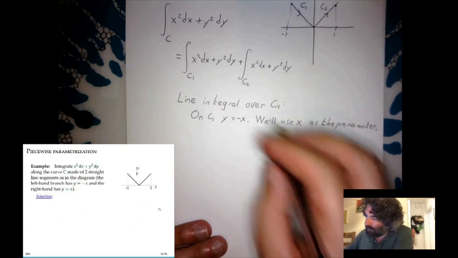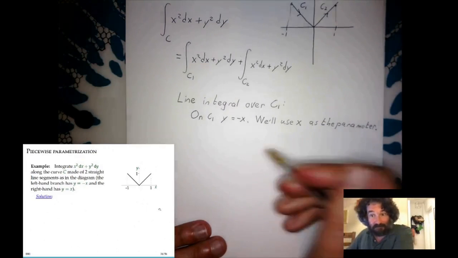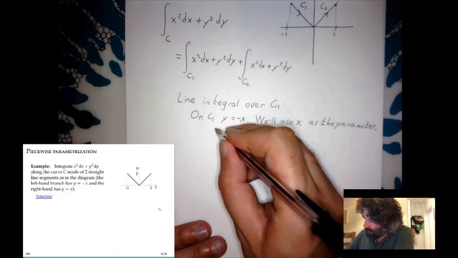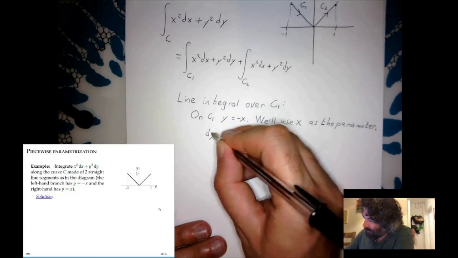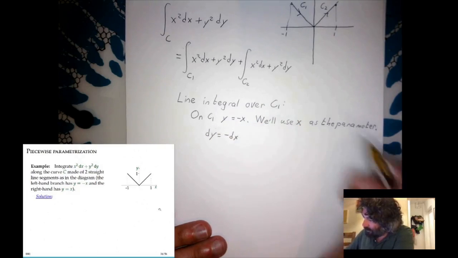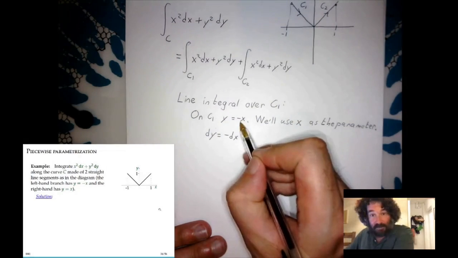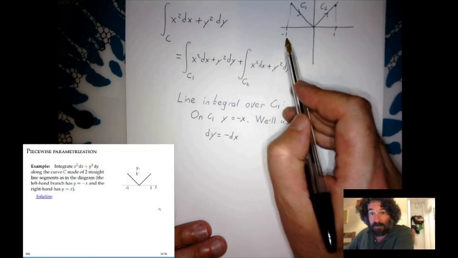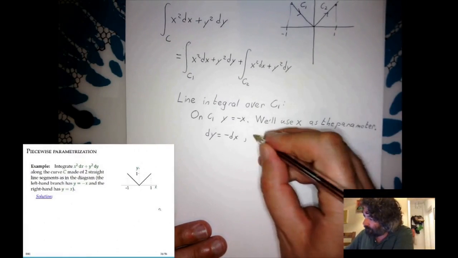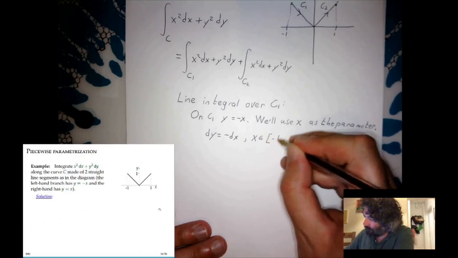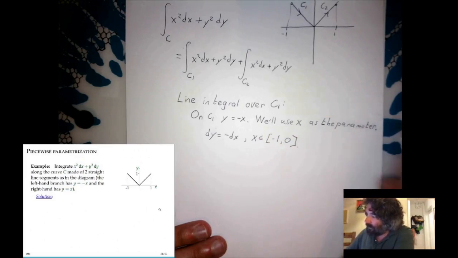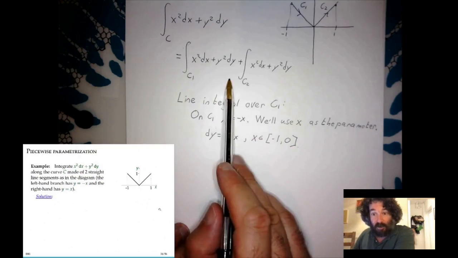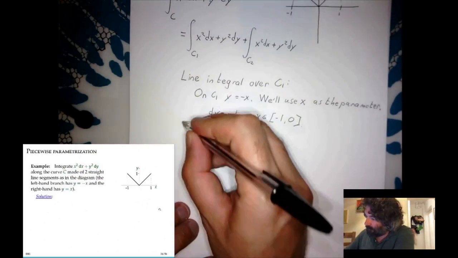Okay, and so dx is dx, and that's the parameter, and dy is going to be negative dx. So then we have dy equals negative dx, and y is given as negative x. And in this portion of the curve, C1, x goes from negative 1 to 0. Right, so this is all the information we need from the parameterization in order to evaluate the line integral on C1. So let's do that.